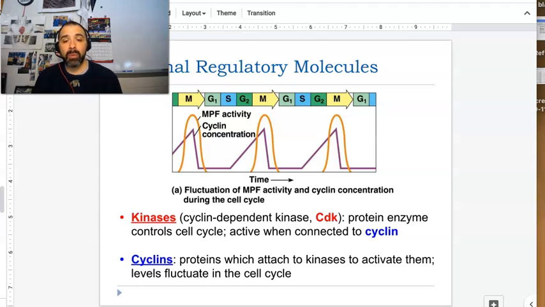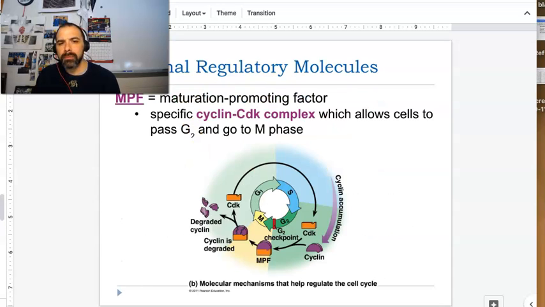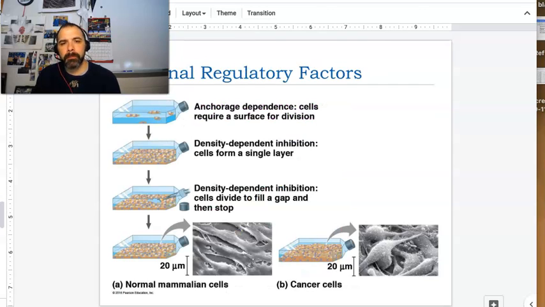They're active when they're connected to a cyclin. So a cyclin-dependent kinase is a kinase attached to a cyclin. And cyclins are the proteins that attach to kinases to activate them. So you can see the different levels of these cyclins fluctuating in the cell. MPF is maturation promoting factor, and this is a specific cyclin-CDK complex that allows the cell to pass G2 and then go on to M phase.